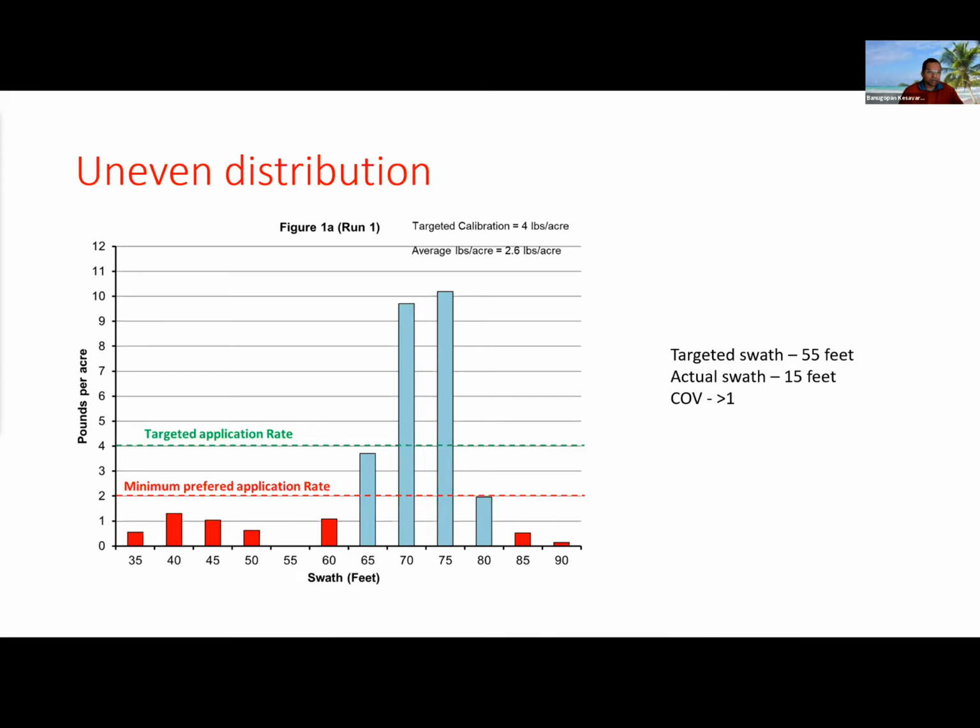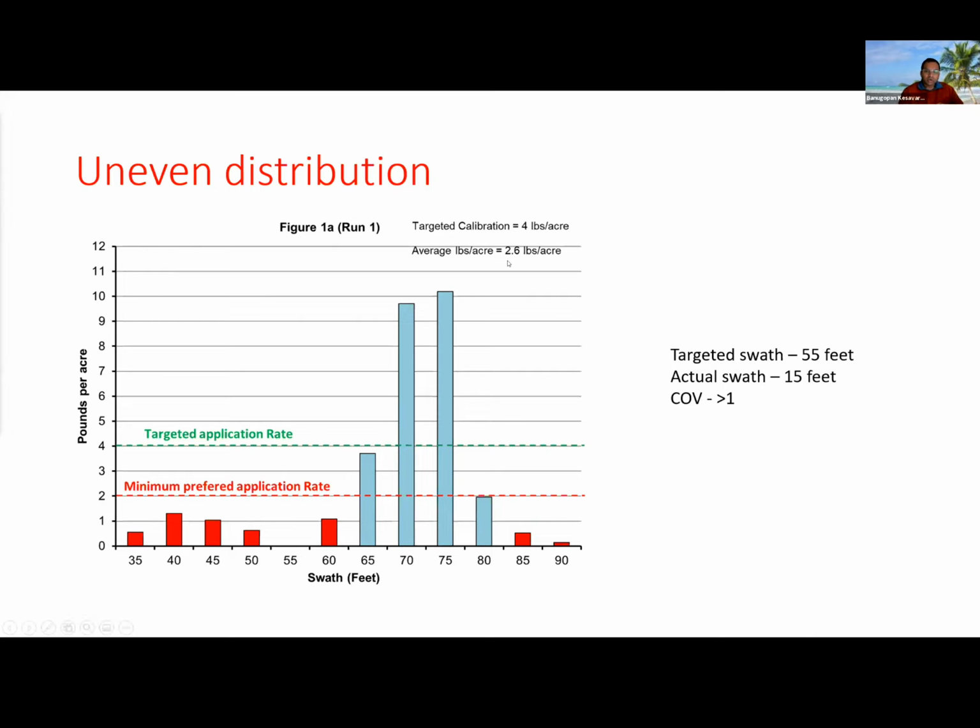So in this graph, you have pounds per acre, and these are data from the tubs that have been placed across the swath here on the x-axis. And these are actually the pounds per acre applied. You see the red line, that's the minimum preferred application rate. That is 2 pounds per acre for this particular product. And your targeted application rate, which is the green dashed line, that's where you want it to be. That's your ideal. That's what you're actually targeting.